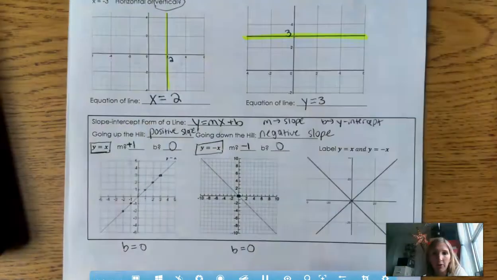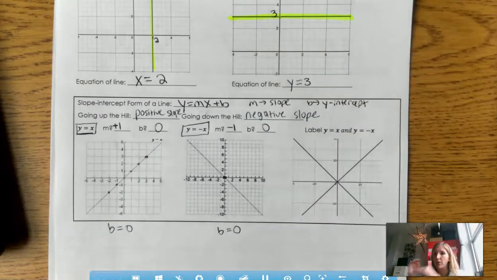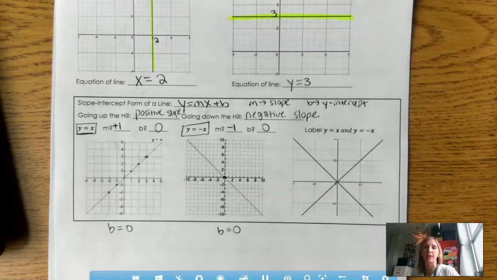All right, I want you to pause the video and try and see if you can label which line is y equals x and which line is y equals negative x.